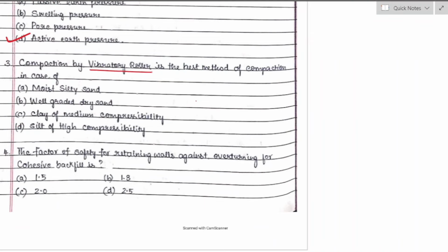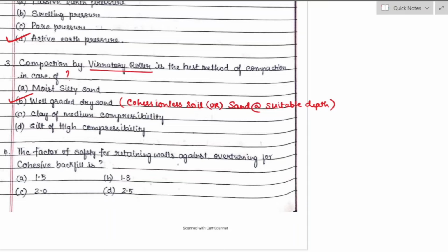Question number 3. Compaction by vibratory roller is the best method of compaction in case of. So, vibratory roller compaction is used for well-graded dry sand. Option B is the right answer. This well-graded dry sand is also called cohesionless soil or sand, considered at a suitable depth.